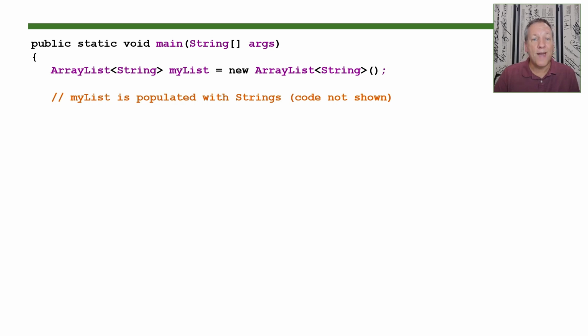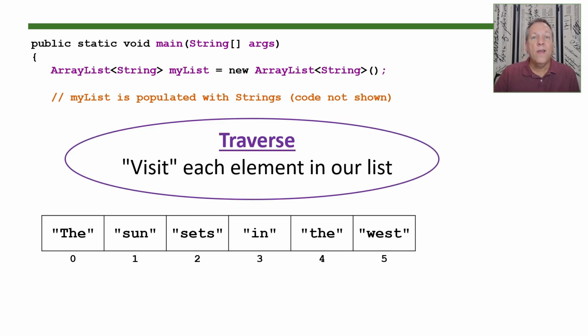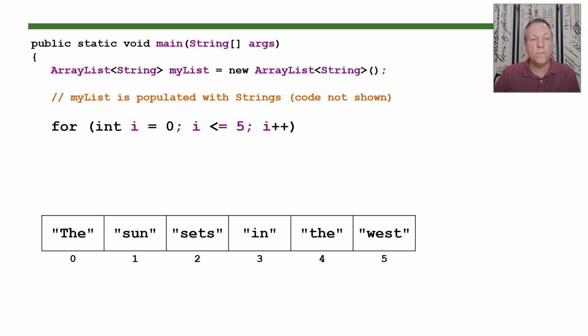So here we have the beginning of a program where we declare an ArrayList of strings called myList. Now we'll populate myList with strings, and we're not going to show that right now or worry about that code. But for now, let's just assume that the ArrayList contains these 6 strings. Next, we're going to traverse our ArrayList. And this means we're going to visit each element in the ArrayList itself. We're going to accomplish this by using a for loop.